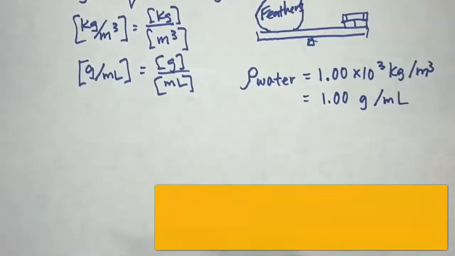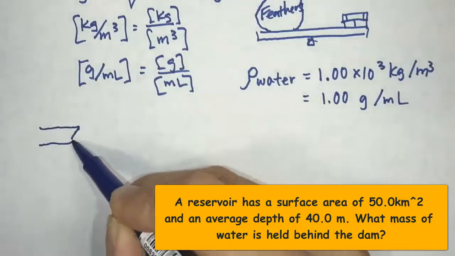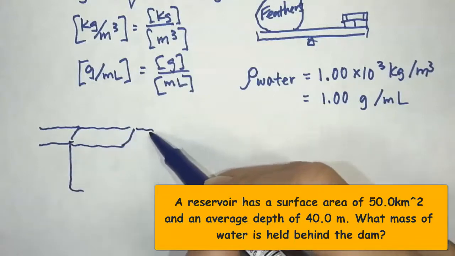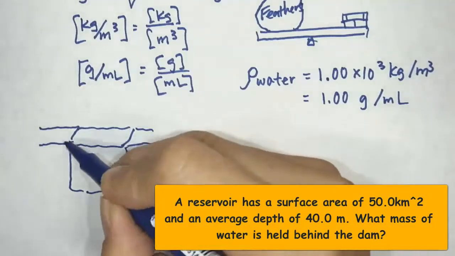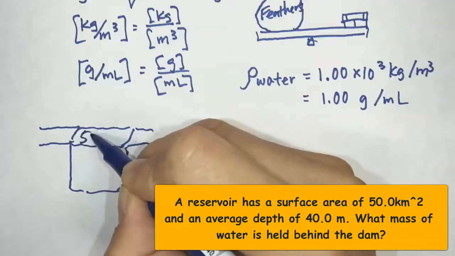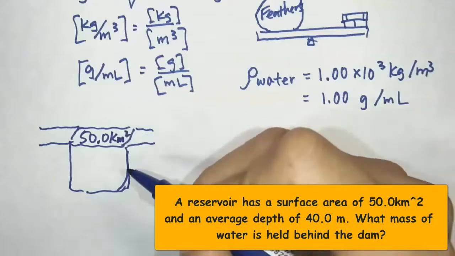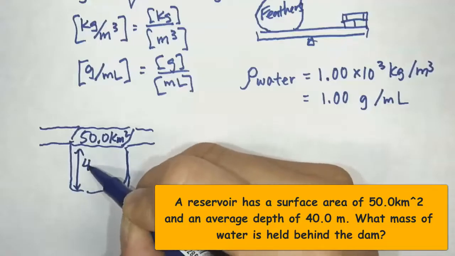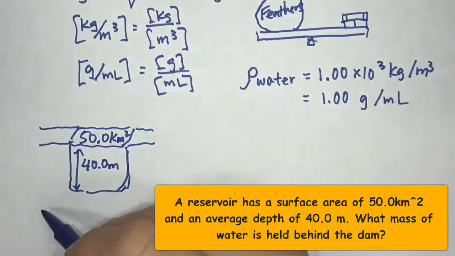We want to calculate the mass of a reservoir. I'm going to go ahead and draw this reservoir here. It's going to look like this. Let's say that the surface area on top of this reservoir is 50 kilometers squared, and it is 40 meters deep. We want to find the mass of the reservoir.